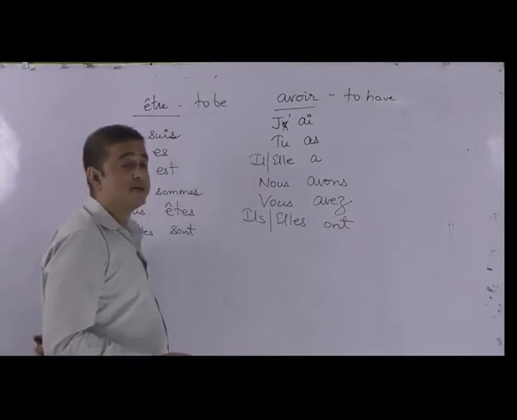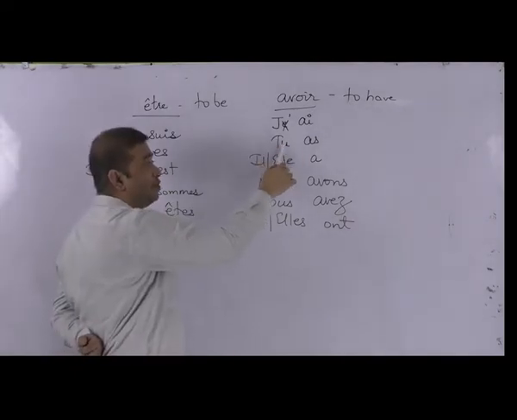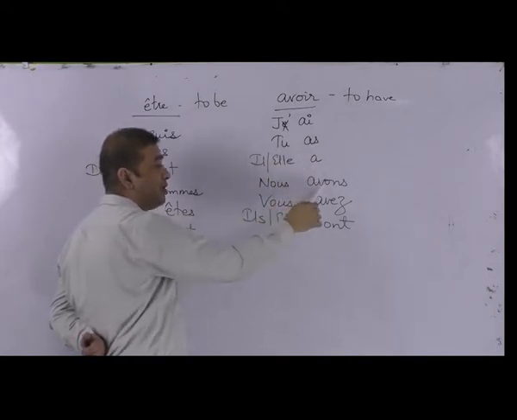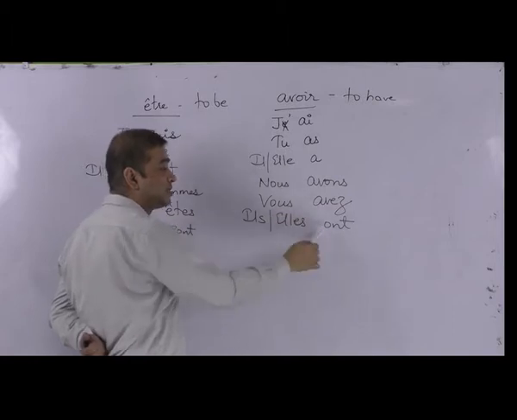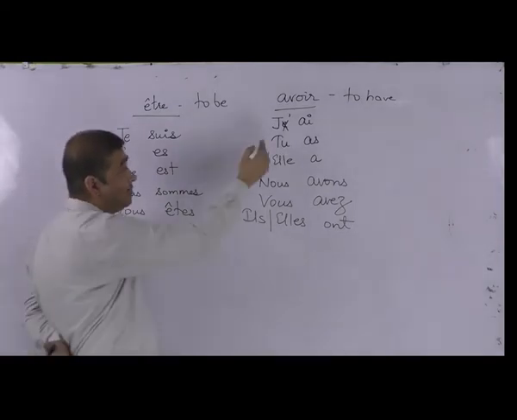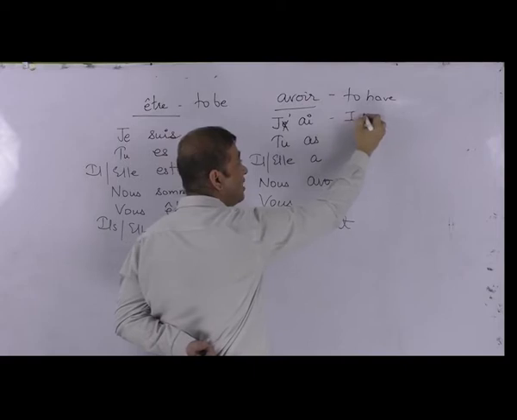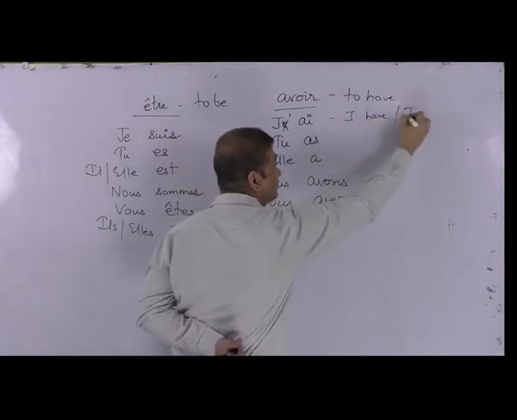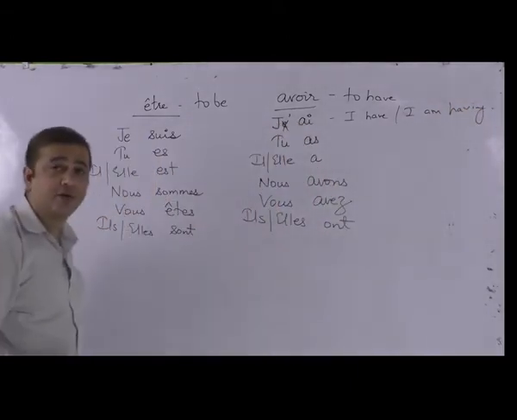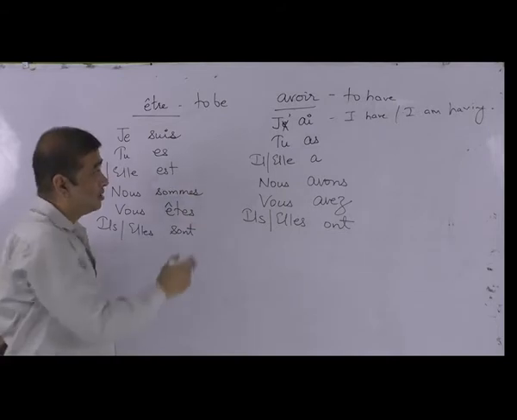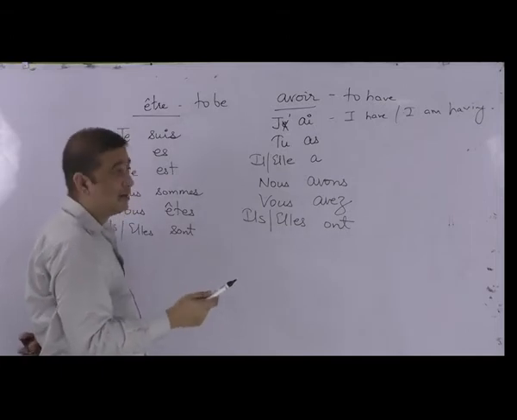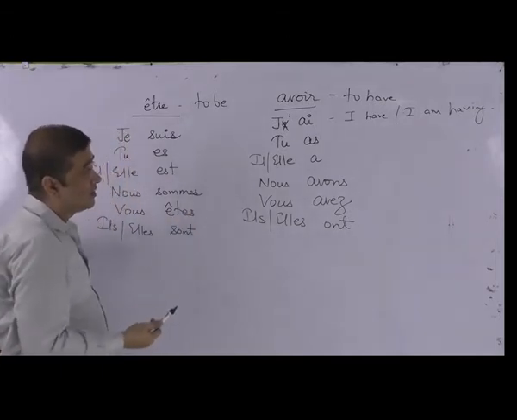So here it is: j'ai, I have; tu as, you have; il a, he has; elle a, she has; nous avons, we have; vous avez, you have; ils ont, they have; elles ont, they have. This can mean I have as well as I am having, because in French, simple present and present continuous are the same. So j'ai, I have, I am having; tu as, you have, you are having. These two verbs are very important.